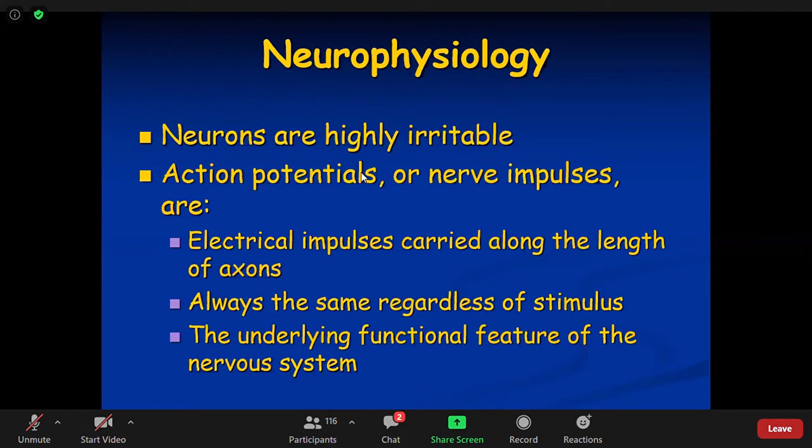Your neurons can also be irritable, meaning they can be disturbed, especially during an action potential, when there are nerve impulses, or electrical impulses, along the axons. So if there is a disturbance of the neurons, there will also be some disturbance in the function of your brain.